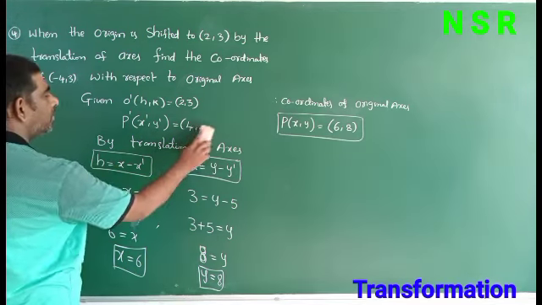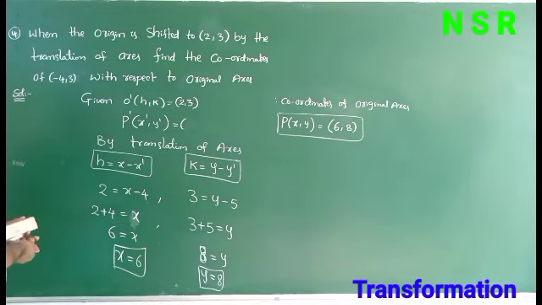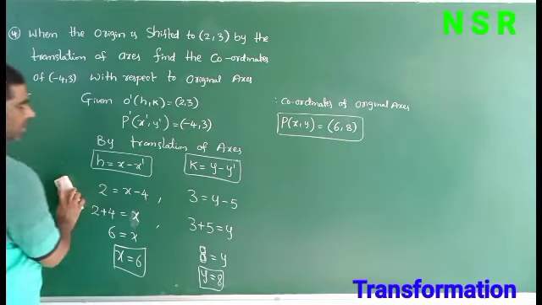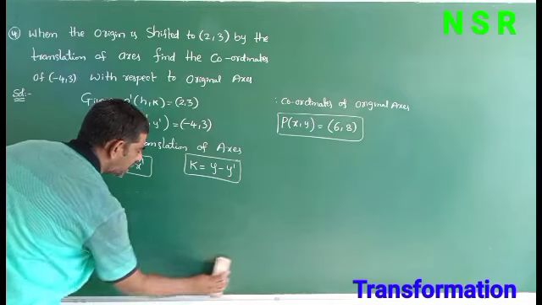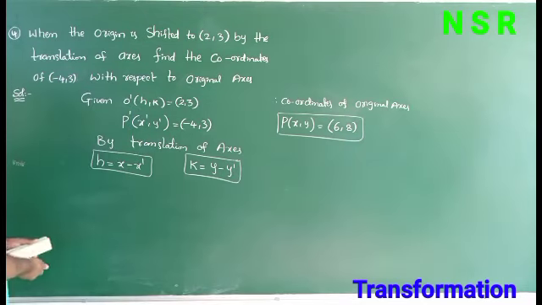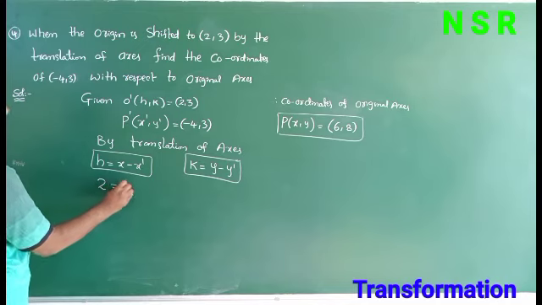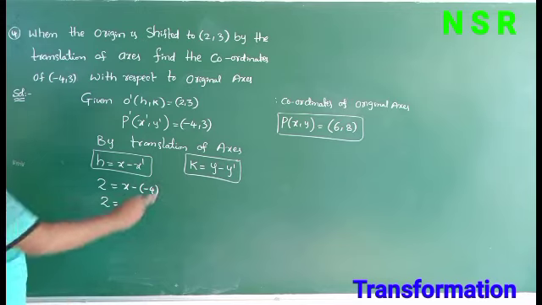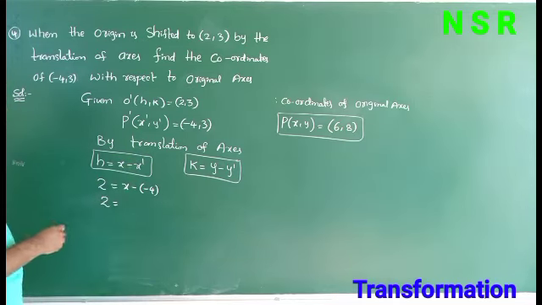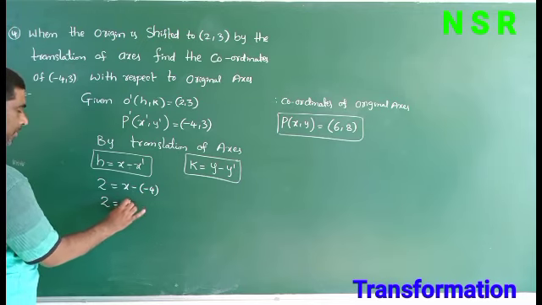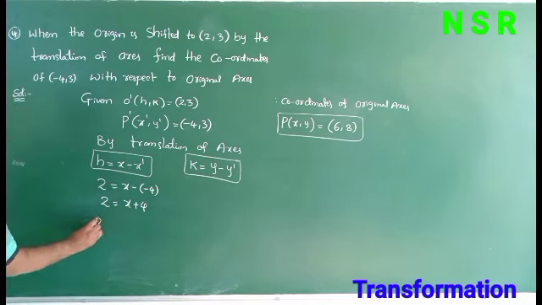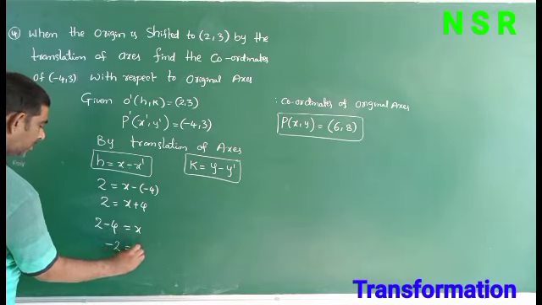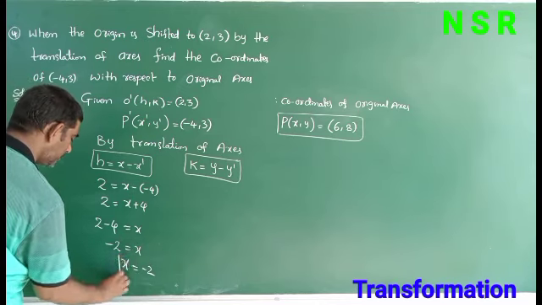Right, here the origin shifted point and the new point, that is (-4, 3), are given. So by translation of axis, h is equal to x minus x dash and k equal to y minus y dash. Now h value 2 equals x minus of minus 4. So x dash value is minus 4, so minus of minus 4 is plus 4. Now plus 4 moves to this side: 2 minus 4 equals x. So 2 minus 4 is minus 2, so x value is minus 2.